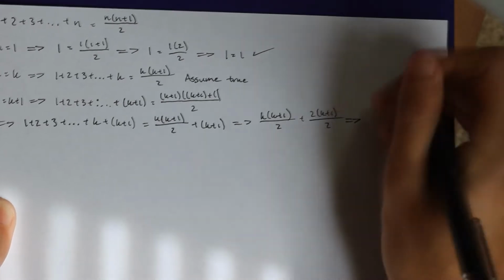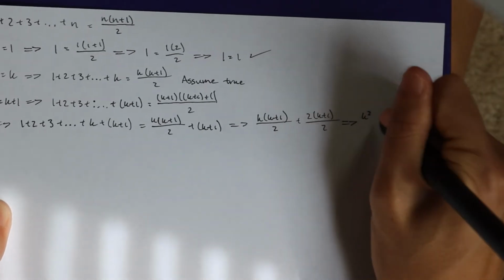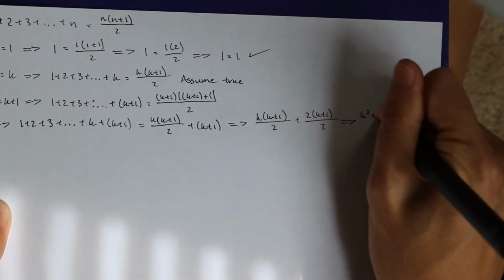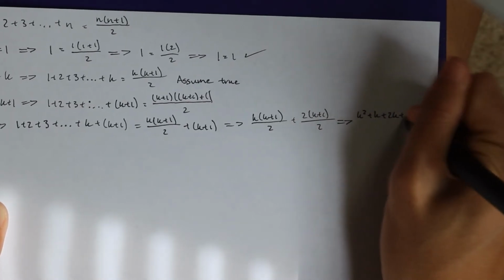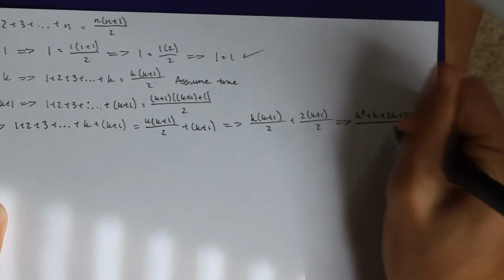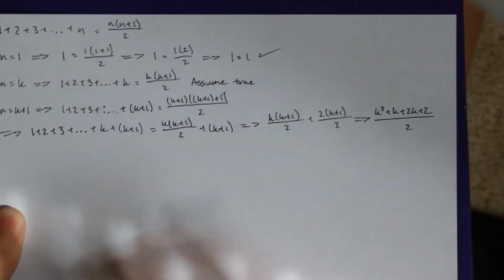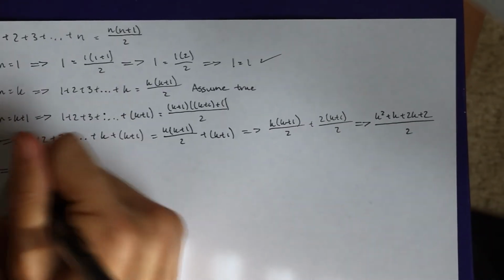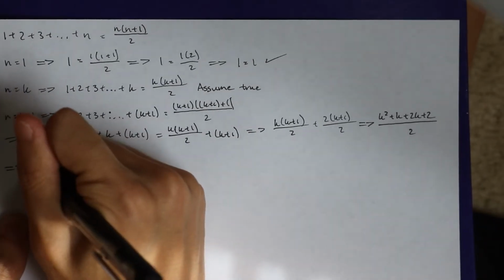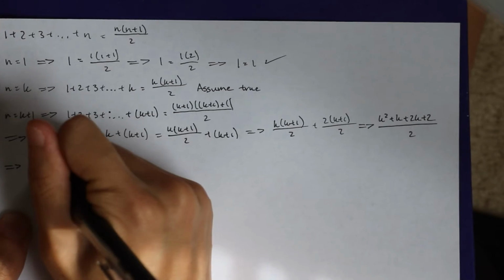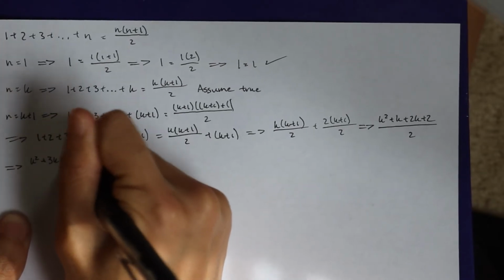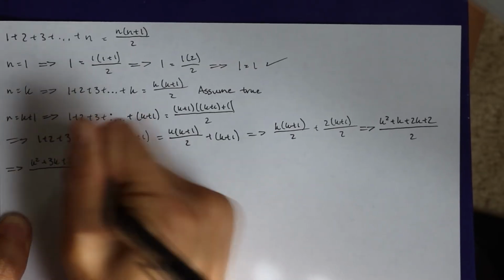So let's simplify that out. Now we would have k squared plus k plus 2k plus 2, divided by 2. Now let's simplify this a bit and combine the like terms. Plus 3k plus 2, then divided by 2.